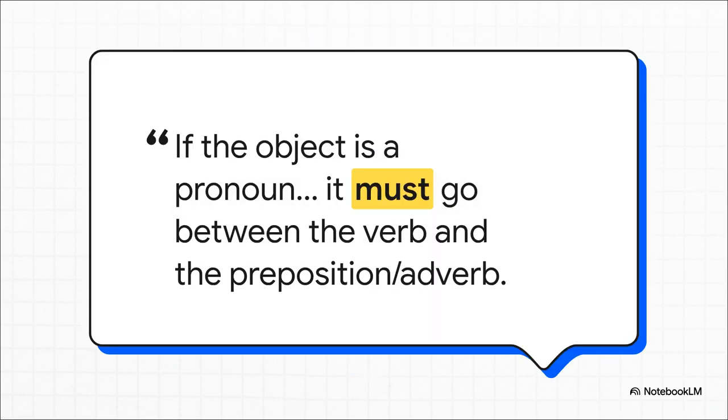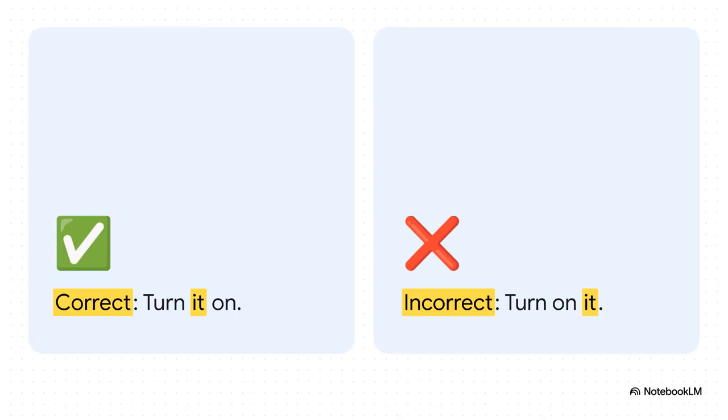Here's the rule, and this one is an absolute. If the object is a pronoun, like it or them, it must, and I mean must, go in the middle of a separable verb. There are 0 exceptions to this one. Let's go back to our turn on example. If the light becomes it, you can only say turn it on. You can't say turn on it anymore. That is always incorrect. Getting this one little rule right will make you sound instantly more fluent.